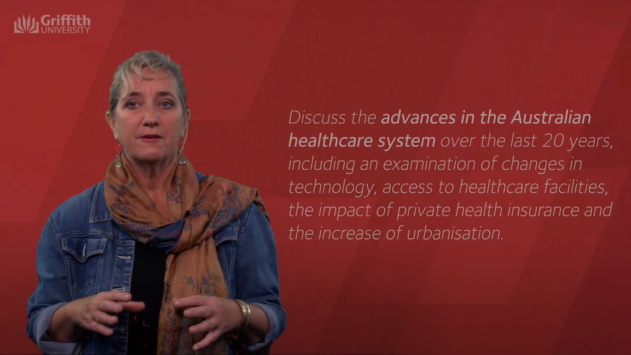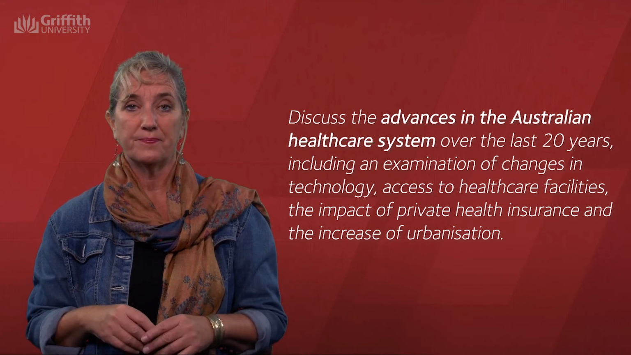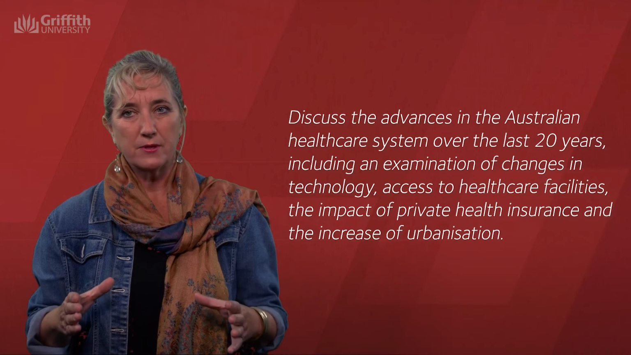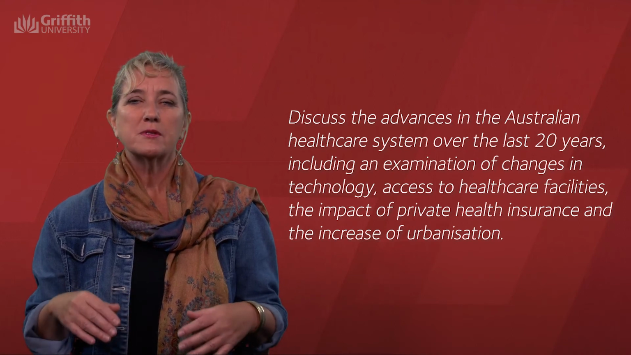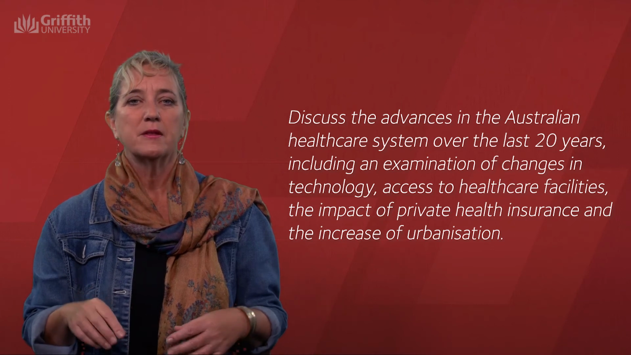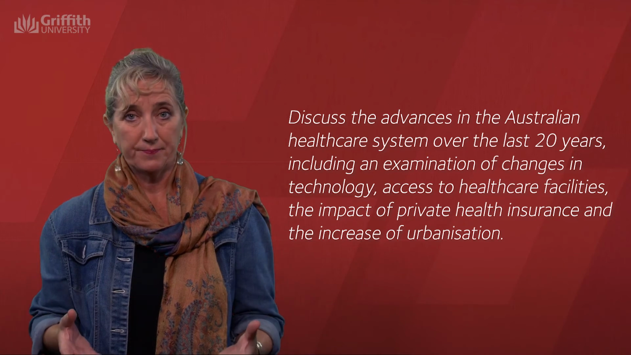So first of all, what's the main topic? What is this about? In this example, you can see that advances in the Australian healthcare system is the main topic of the assignment question. So now let's look at what specific limits or boundaries have been provided. What specific aspects of this topic do we really need to focus in on? This will indicate the scope that we've been given in relation to the main topic.